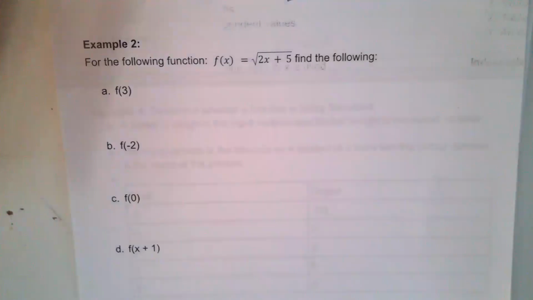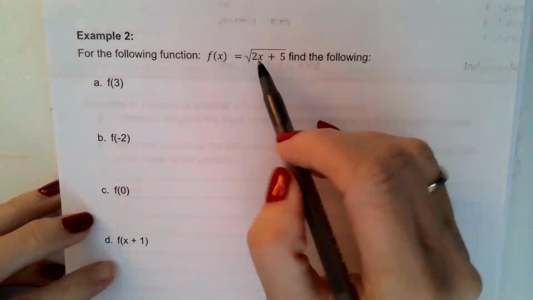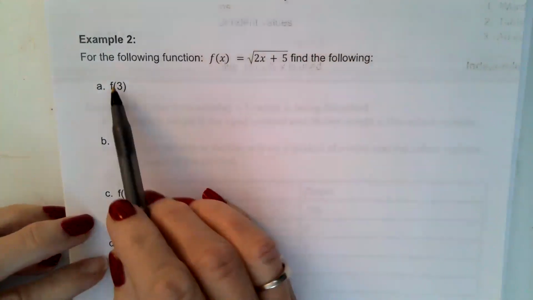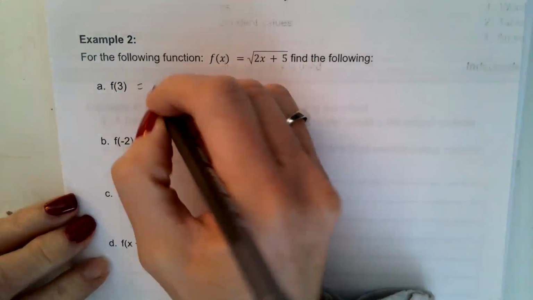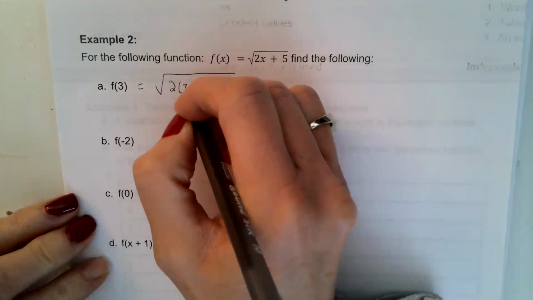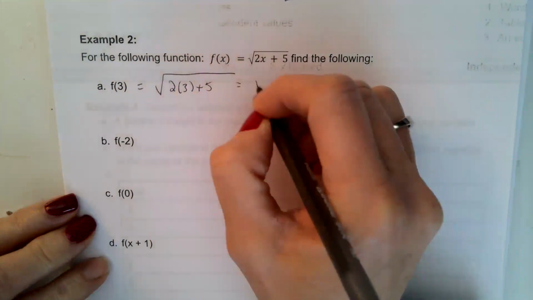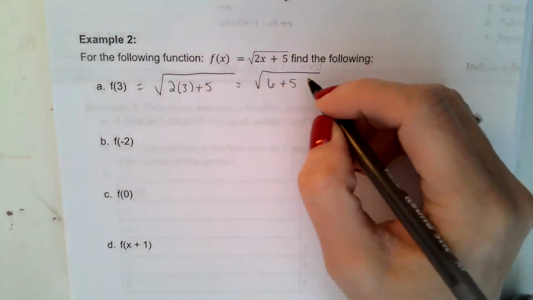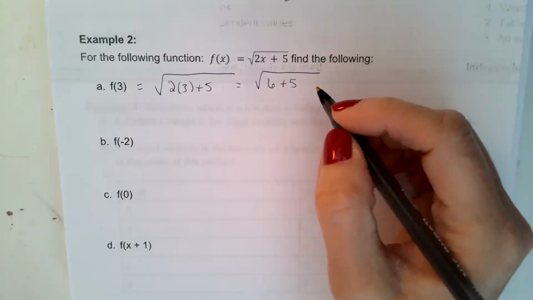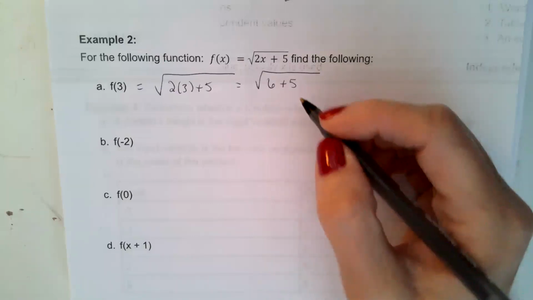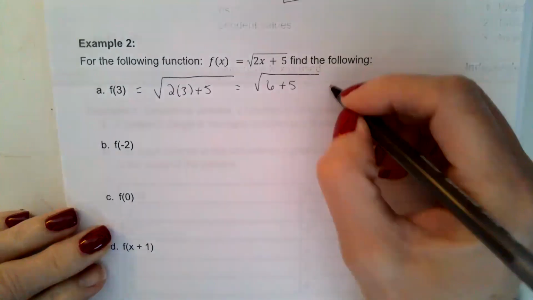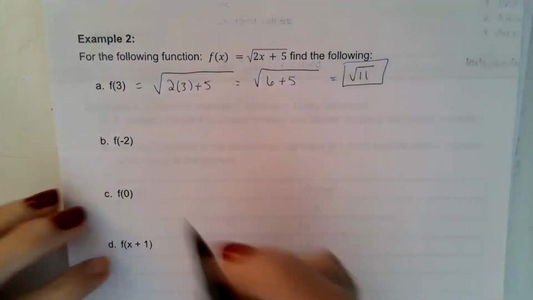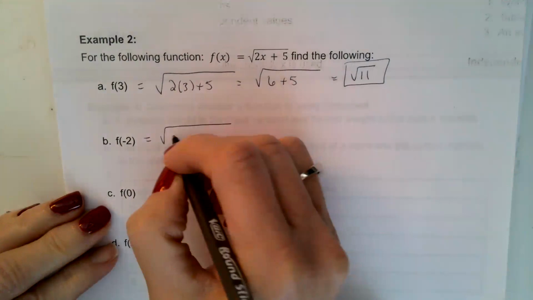Example 2. So it says for the following function, f of x, the function is a square root function, the square root of 2x plus 5, and we want to evaluate this function at 3. So when I put in 3 for x, I get the square root of 6 plus 5, or the square root of 11. And then we're going to evaluate at a negative 2.